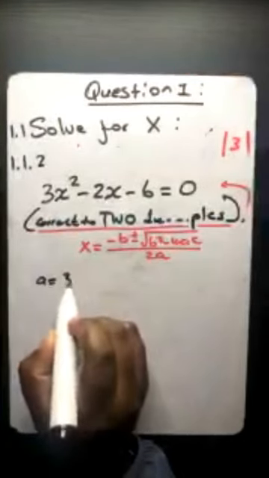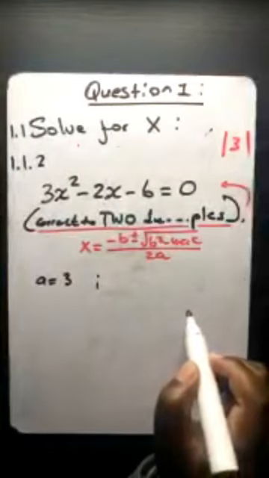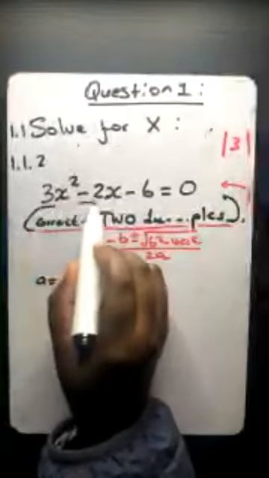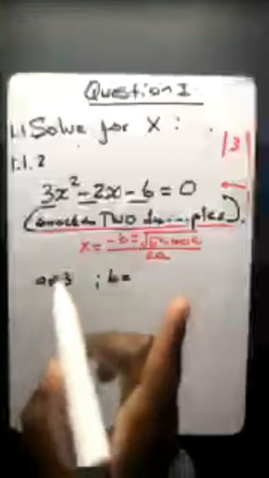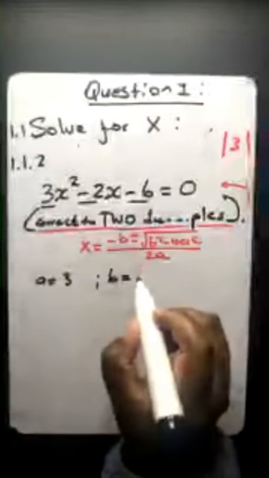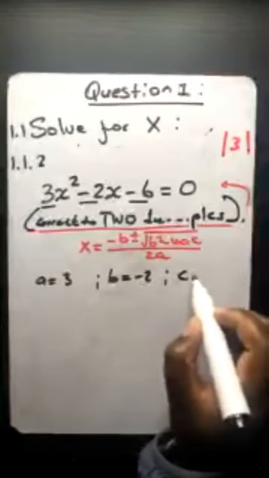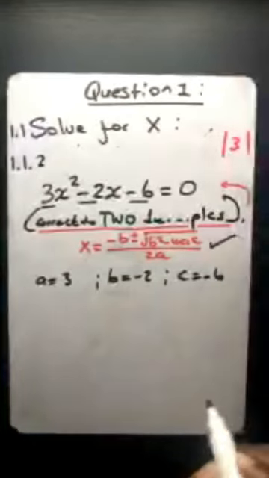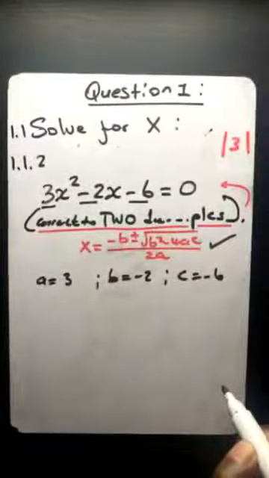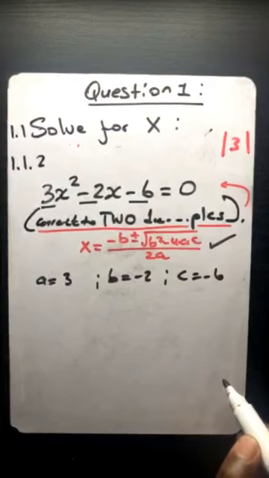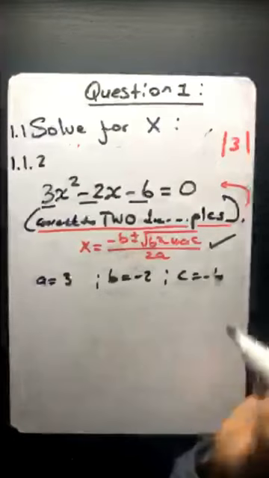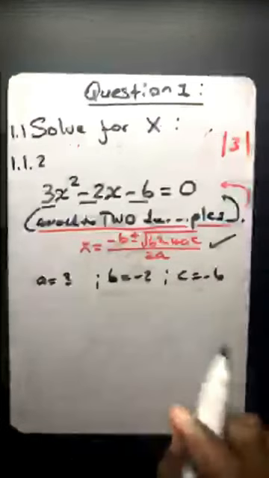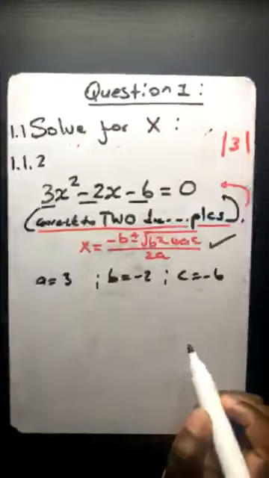I'm not sure if you are writing from your side, but if you are, let's say our A is 3, and then our B value. Remember, this is A, this is B, this is C, most importantly with their signs. So the sign for B is negative 2. For C, the sign is negative 6. Then most importantly, you will be allocated a mark for correctly writing down that formula. Depending on your grade, in grade 11 they do give you a mark, but in grade 12 they assume that you already know that formula because you've been using it from grade 11 or past grades. So now let's substitute.